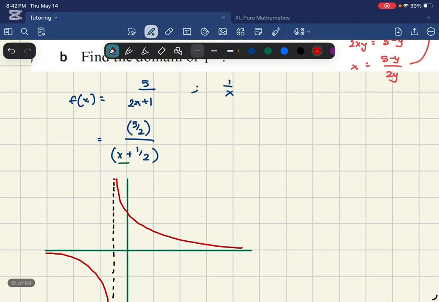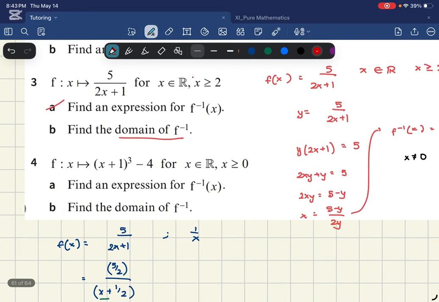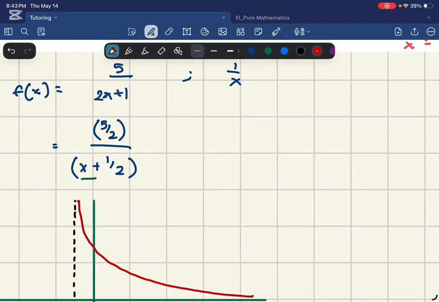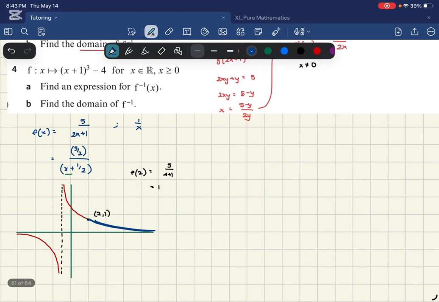All right, so now that we know what the graph looks like, let's consider the domain of f of x. And it's given, it's x greater than or equal to 2. So what is the value when x is equal to 2? Well, f of 2 is 5 over 2 times 2 is 4 plus 1. So that is 1. So when x is equal to 2, you have 1. And then it's everything beyond this point, right?